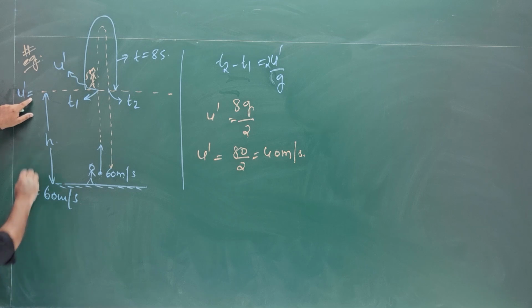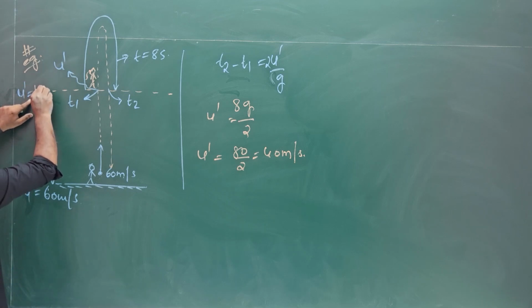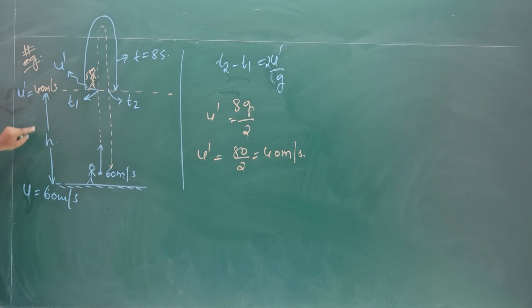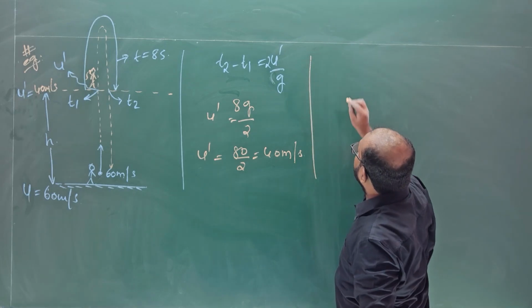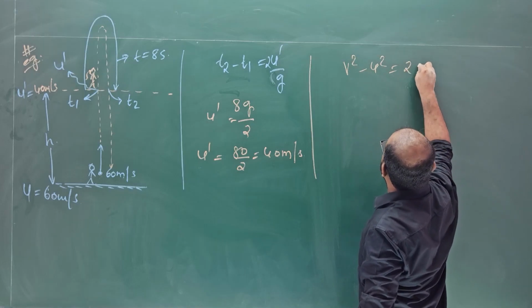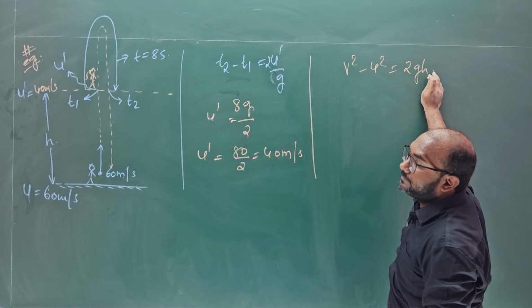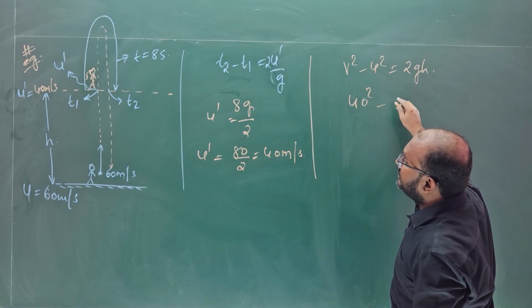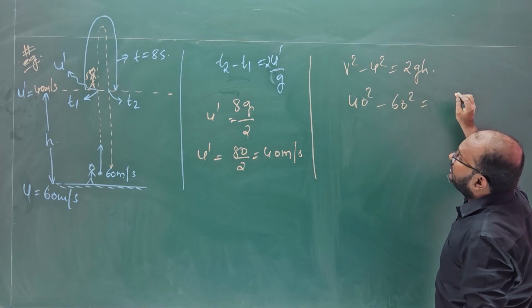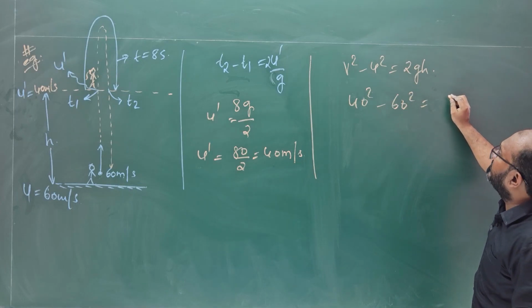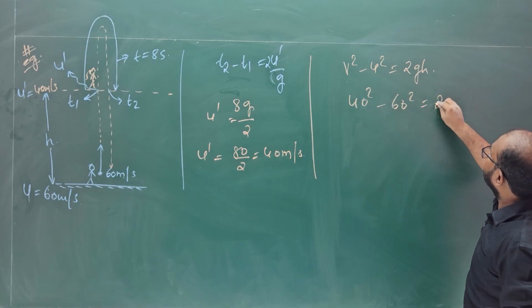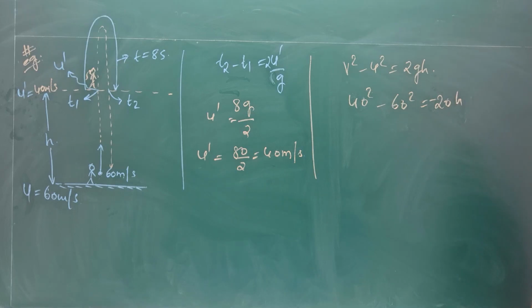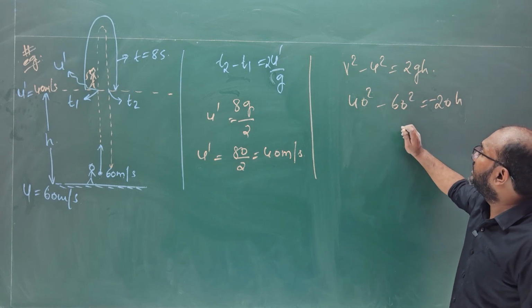So what is the velocity at this point? 40 meter per second. Can we calculate the height now? Do you have the initial velocity? Do you have the final velocity? Similarly, can I use v square minus u square equals 2gh to calculate the height? Final velocity is 40 square minus initial velocity 60 square, which equals 2 into g, that is 20h. All the values above the ground are positive, so I didn't substitute any sign.